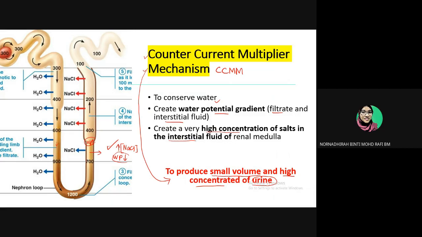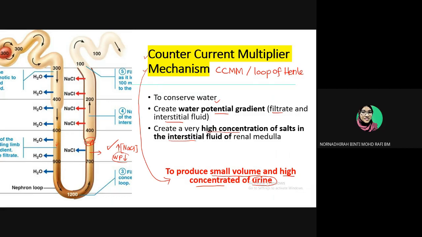Lepas ni kita nak tengok step by step what happen. However, the focus here, counter current multiplier mechanism, the focus here is at loop of Henle. Kawasan dia adalah loop of Henle sahaja yang kita nak focus on. Sangat penting lah sebab kita nak tengok characteristic of animals yang sangat memerlukan counter current multiplier mechanism, for example animals that live in desert. Counter current multiplier mechanism lah yang menyelamatkan dia from lost water.